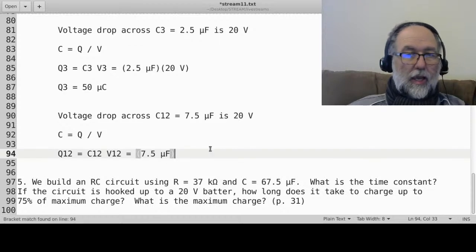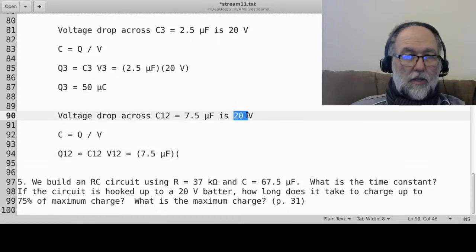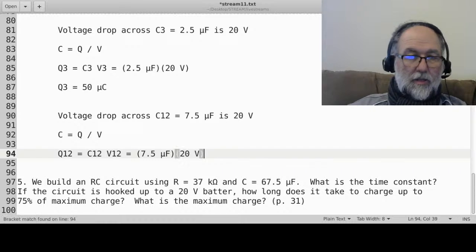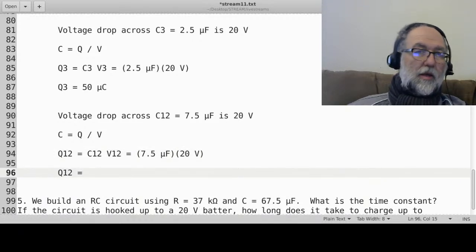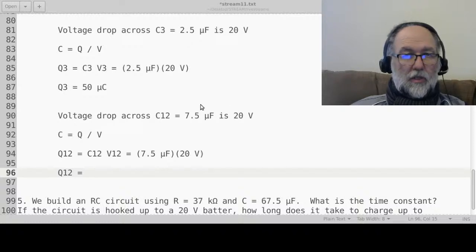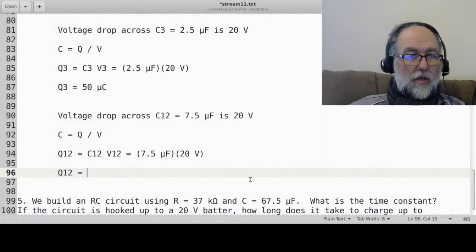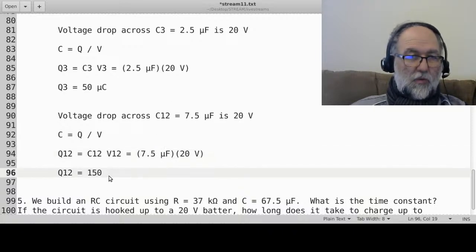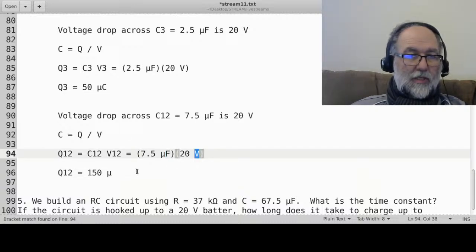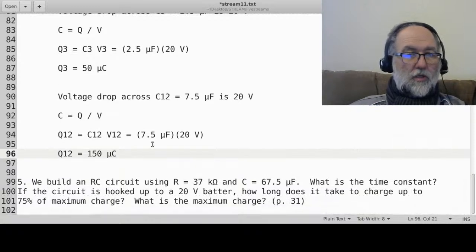And V is that, like that. That gives me that Q12 is equal to, and let me just check that the numbers are working. They are, good. That's going to give me 150. That's the 7.5 times the 20. Remember micro is 10 to the minus 6, but rather than writing out 10 to the minus 6, I'm just going to leave it as micro. And F times V is a coulomb. So there you go.